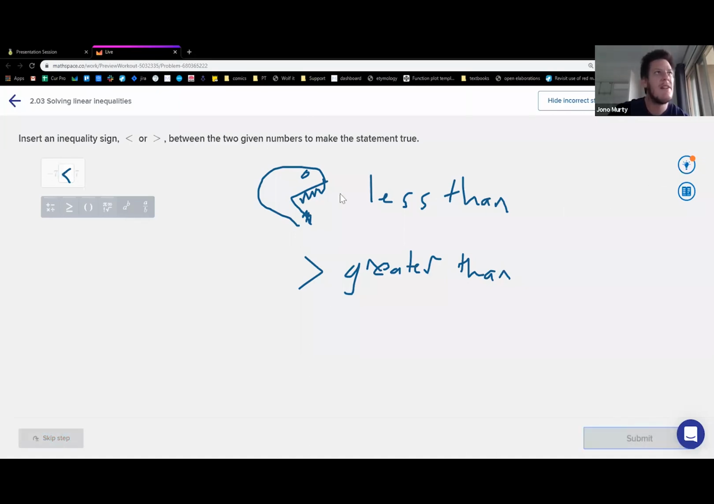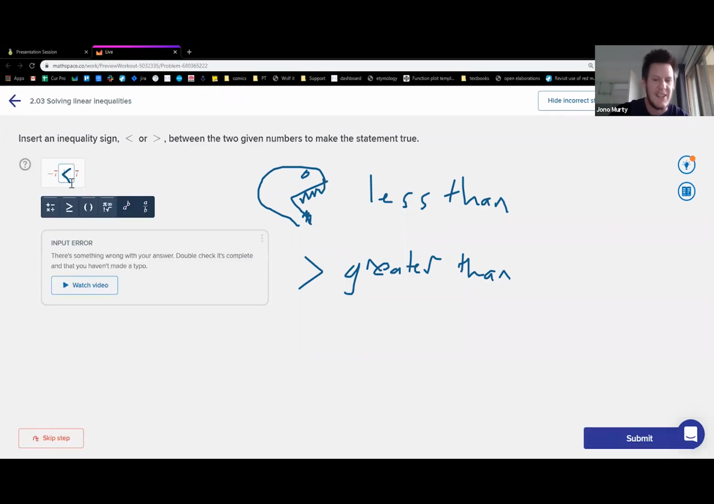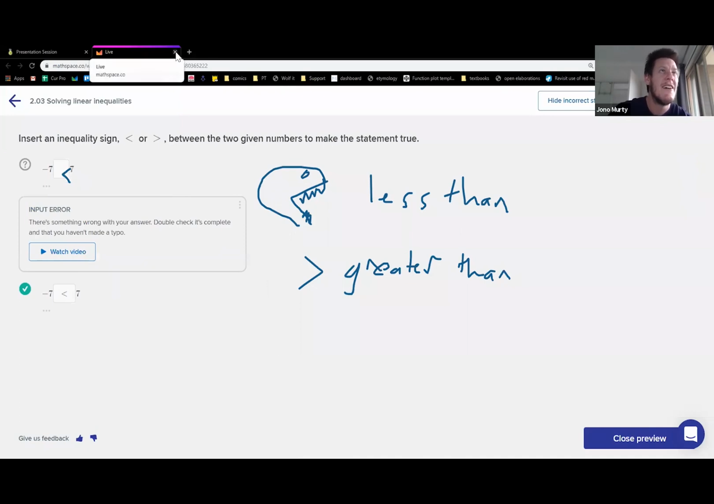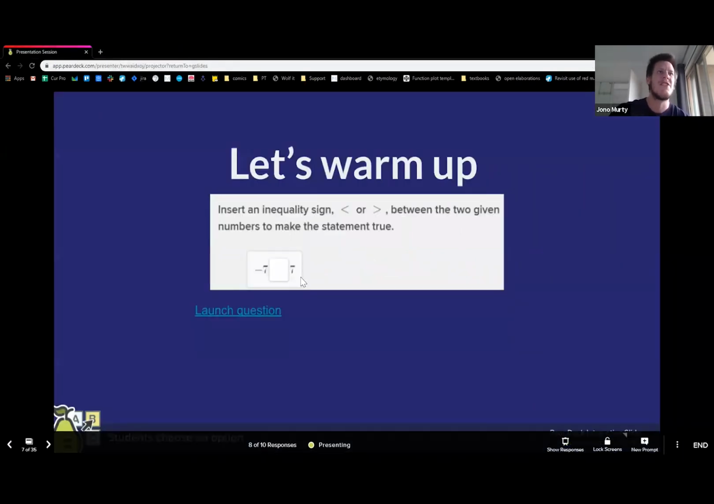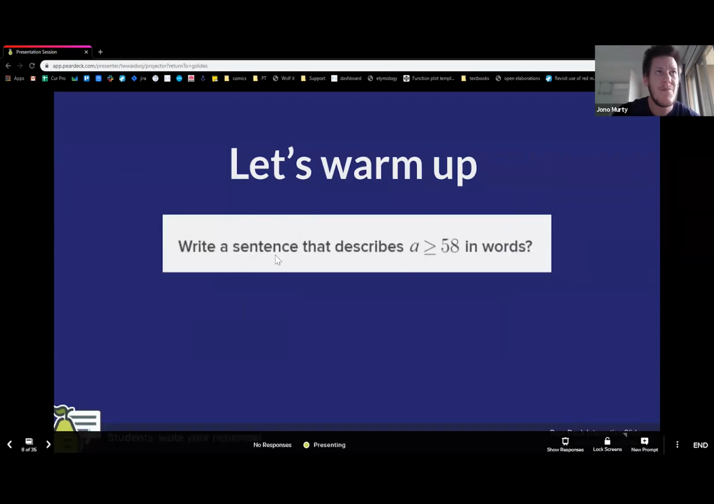And we'll submit. Oops, of course, I need to actually put it in, not write it in the box. And there we go. So there, what you've learned in year 7, less than and greater than. We'll also be learning about less than or equal to and greater than or equal to, which I don't think was touched on in year 7 at all. So here, write a sentence that describes this in words. I don't read it out because then I would be describing it in words.